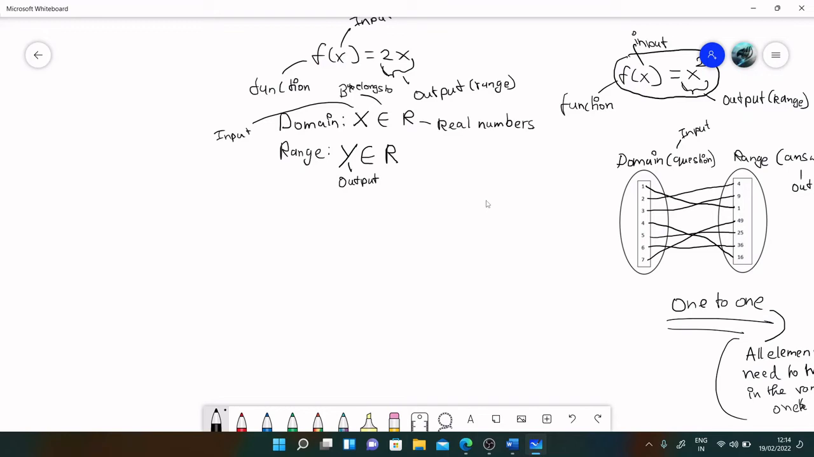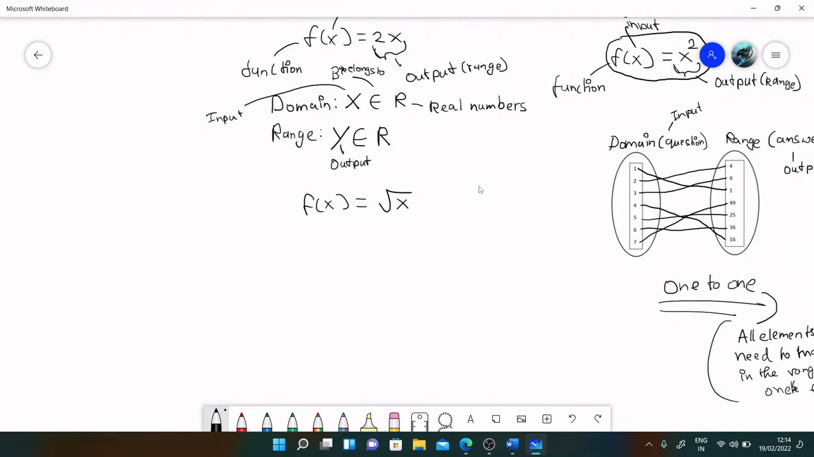Let us take a look at another example. f of x equals square root x. Try pausing the video and try identifying the domain and the range yourself. I'll give you a minute. Welcome back. Let's try to identify the domain and range together.